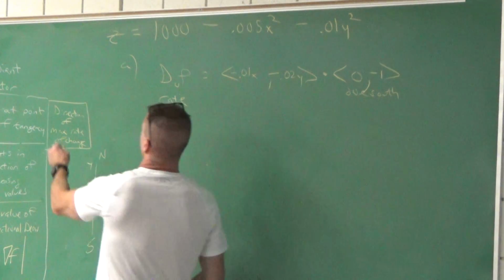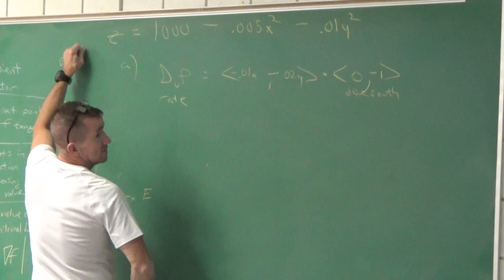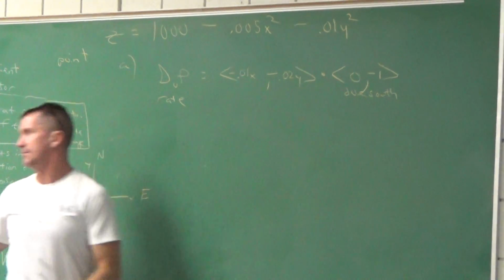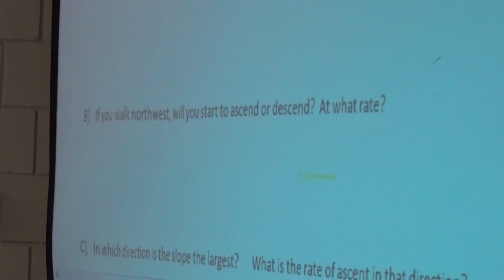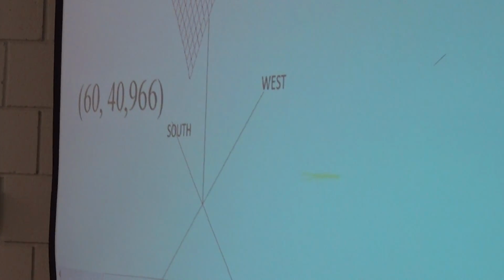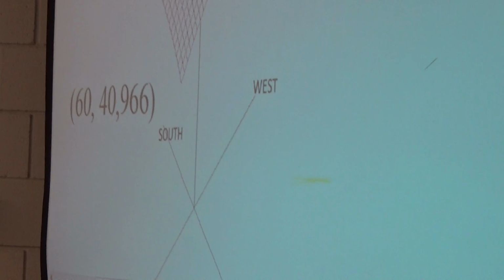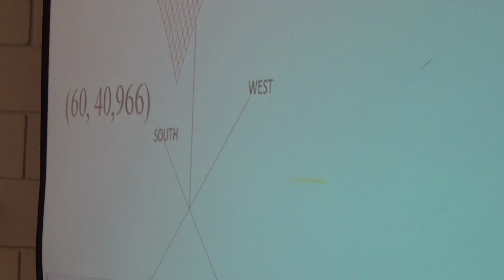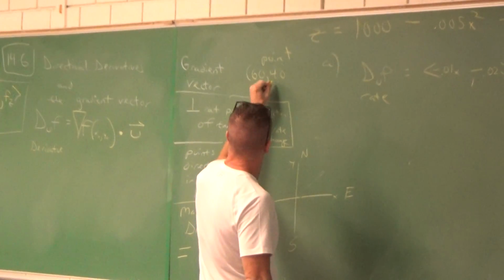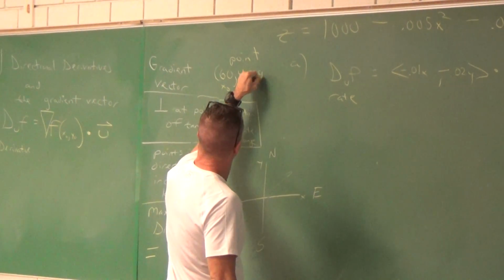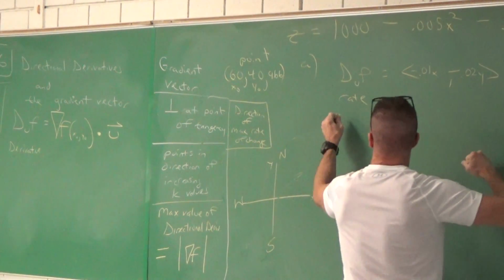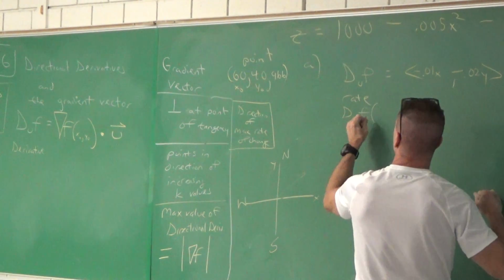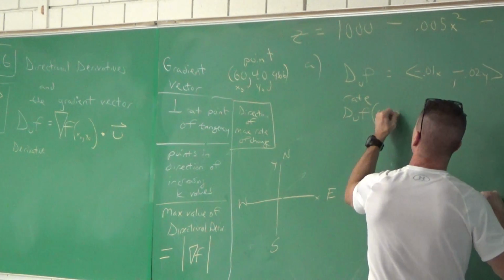And what point was it again? They give us the point. What was the point that we're evaluating this on this hill? I'll scroll that up so you can see it. We're way up at 60, 40, 966. Well, we don't have to plug the 966 in, but the x was 60, the y, 40. So I'll just plug that in here. So what do we get? So this is the directional derivative at the point 60 comma 40.